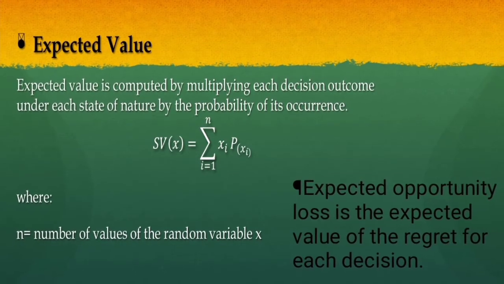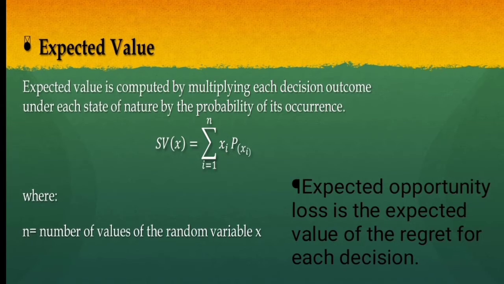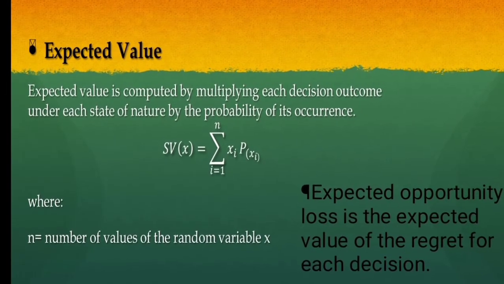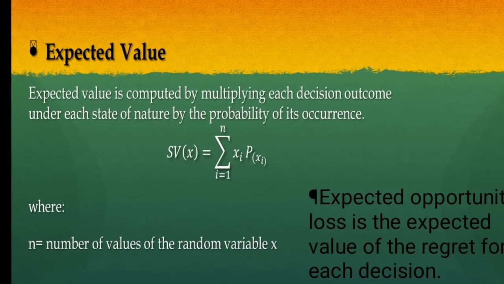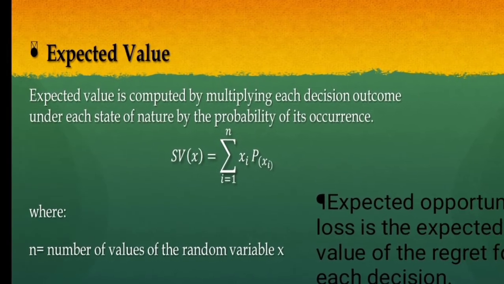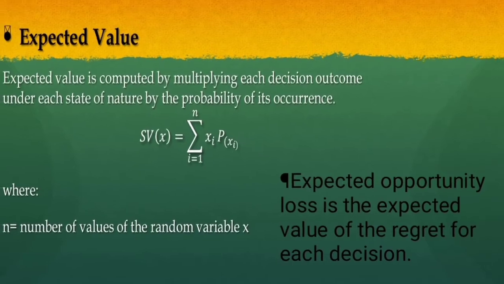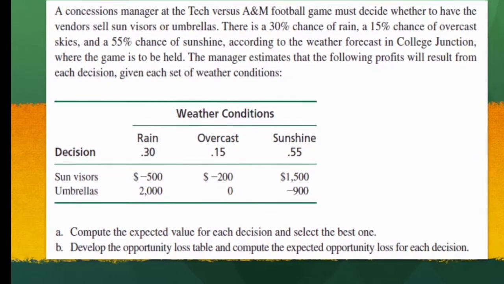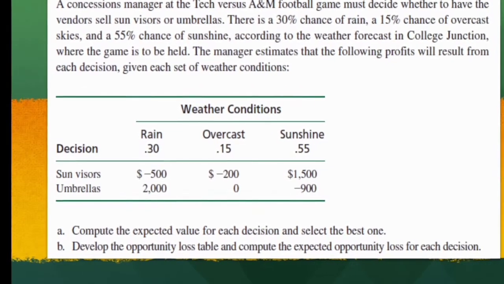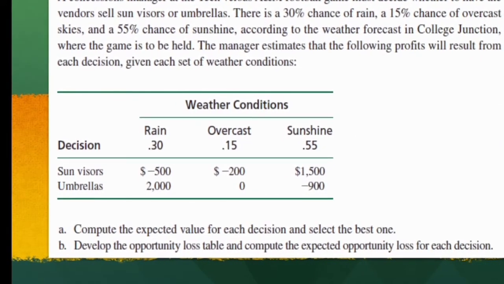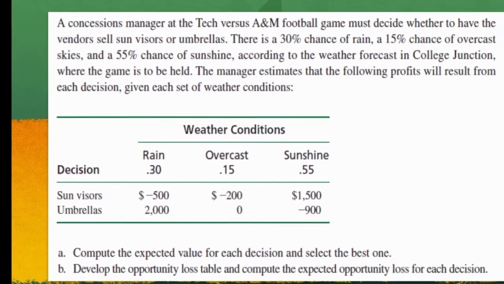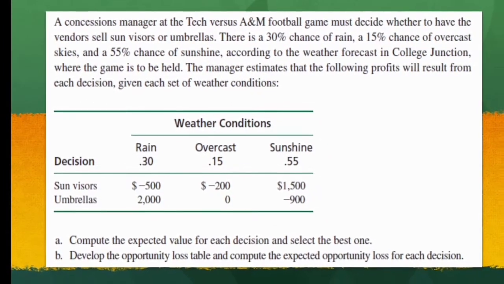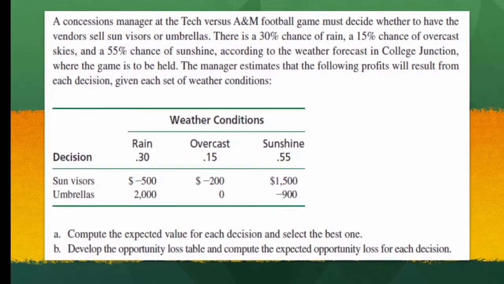This is written symbolically as a summation, where n is the number of values of the random variable x. So using our vendor problem, let us suppose that based on the weather forecast in College Junction, where the events will be held, a 30% chance of rain, a 15% chance of overcast skies, and a 55% chance of sunshine will prevail. But before the computation, we will first extract the variables needed, and Patricia Aurelio, my partner, will discuss this part of the problem.